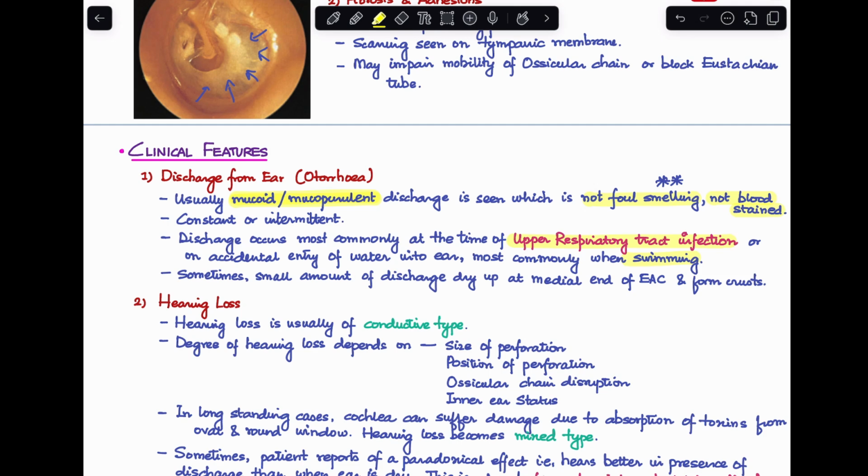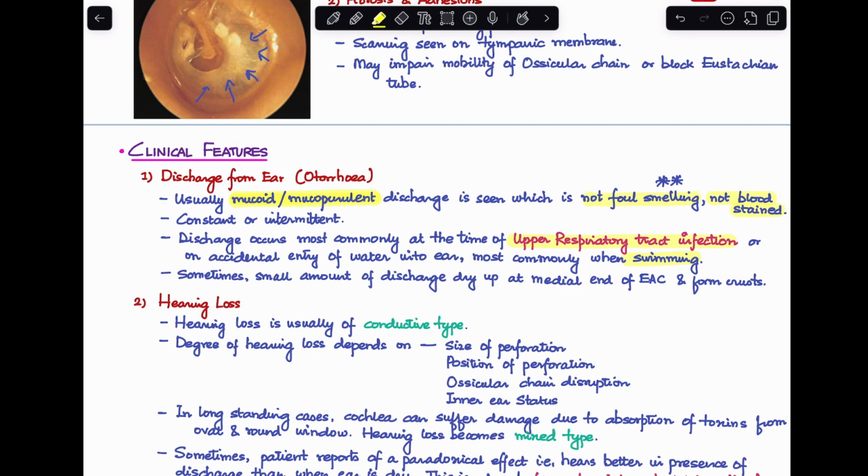Sometimes a small amount of discharge dries up at the medial end of the external auditory canal, and it leads to some crust formation. So it is very important when you examine the patient that you first clear your field and then look into the ear properly and see if there is a perforation beyond that. Sometimes crust formation can actually impair your view of the tympanic membrane, and you'll probably end up missing a perforation of the tympanic membrane.